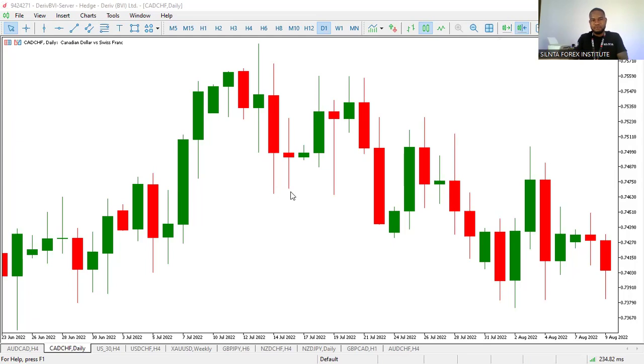I want to ask about support and resistance. How do I draw those things on my chart?